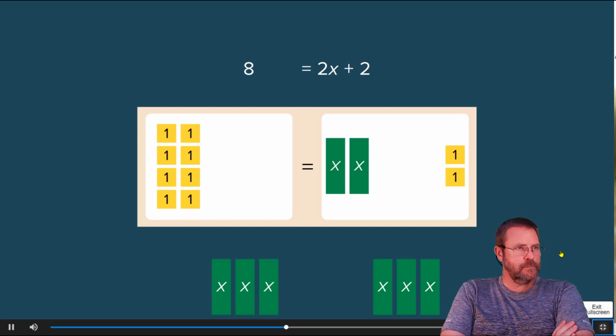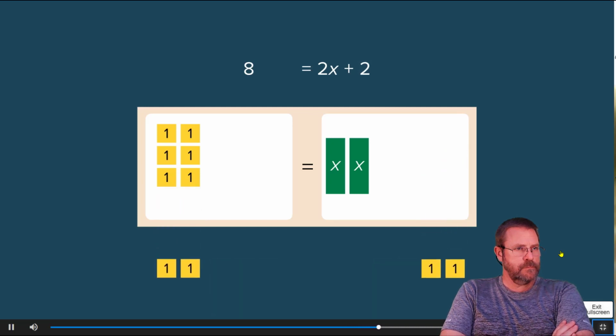Now there are 0 x tiles and 8 1 tiles on the left side of the mat. There are 2 x tiles and 2 1 tiles on the right side of the mat. Next, remove 2 1 tiles from each side of the mat so that the x tiles are by themselves on one side of the equal sign.